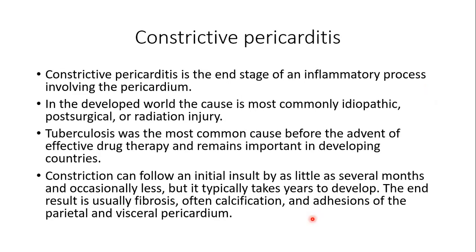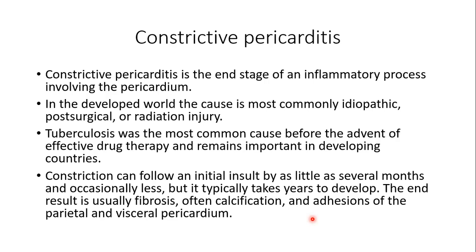Okay, so constrictive pericarditis. Constrictive pericarditis is the end stage of the inflammatory process involving the pericardium. In the developed world, the cause is said to be mostly idiopathic, and it can also be from post-surgical procedure or exposure to radiation, particularly radiation injury. And then in the developing world, tuberculosis is said to be the common cause. However, the incidence is said to have reduced due to effective drug management for tuberculosis, and constriction can follow an initial insult by as little as several months and occasionally less, but it typically takes years to develop.